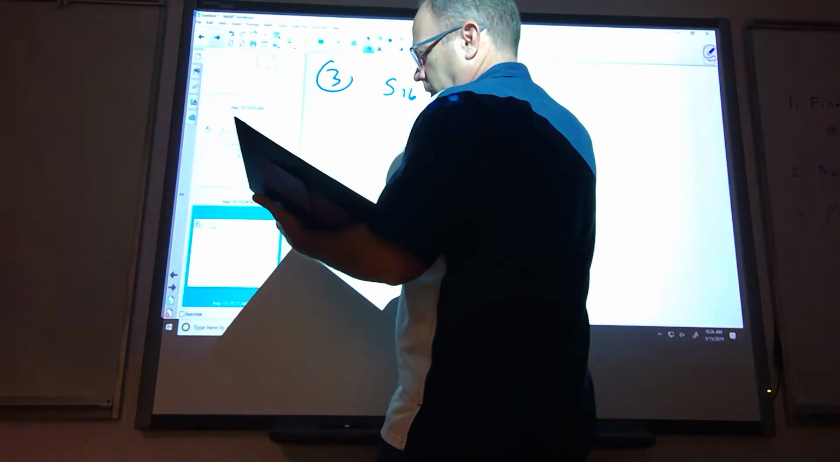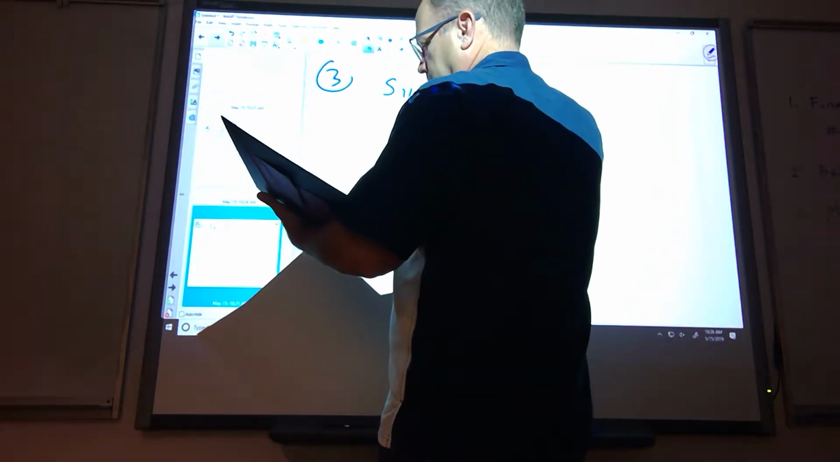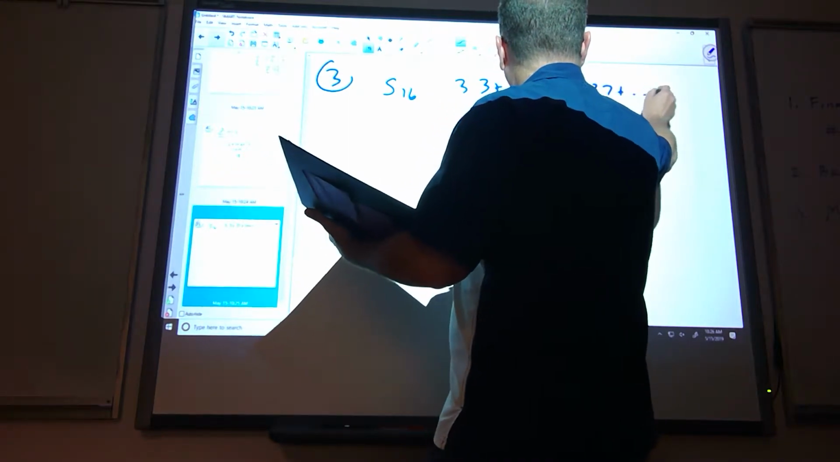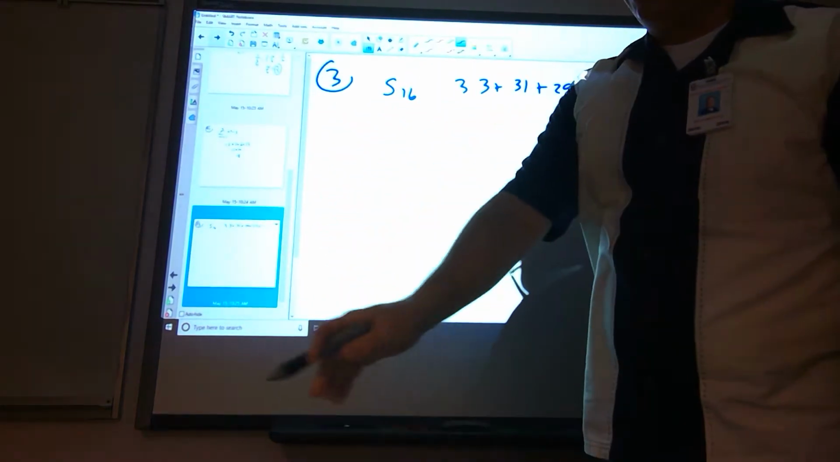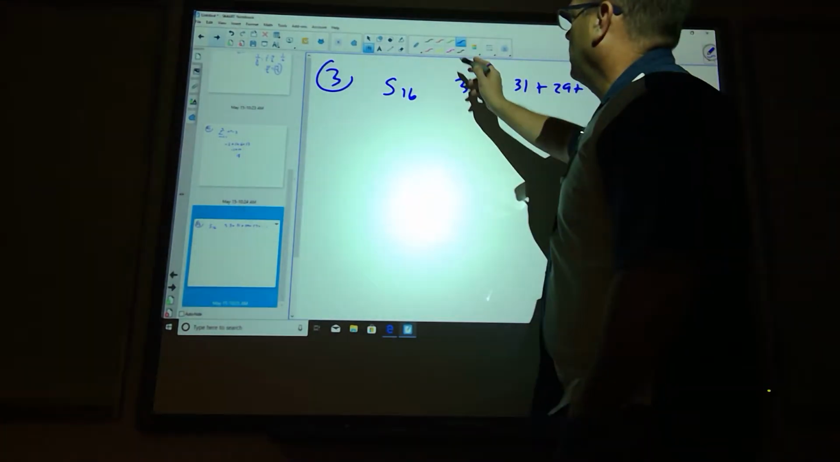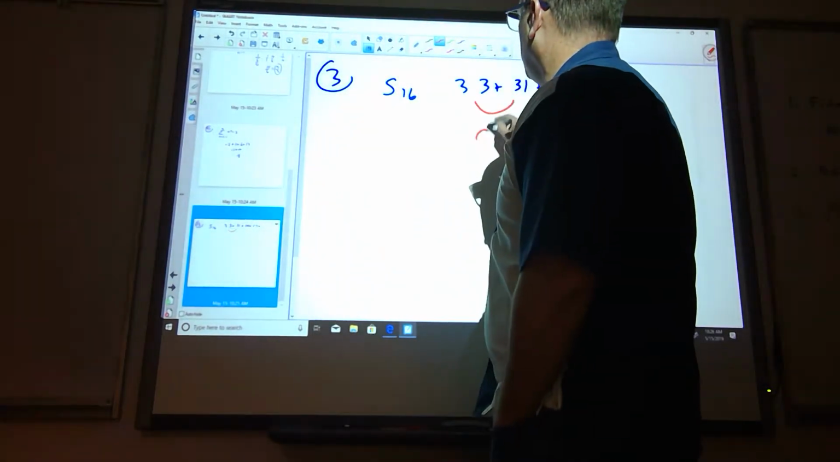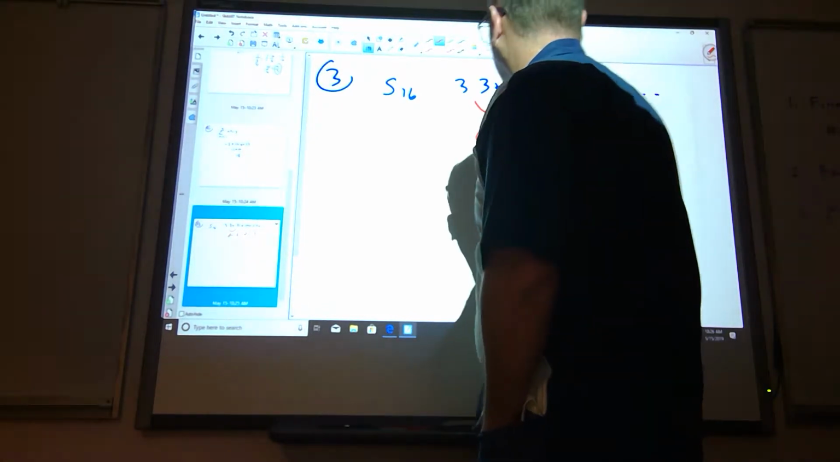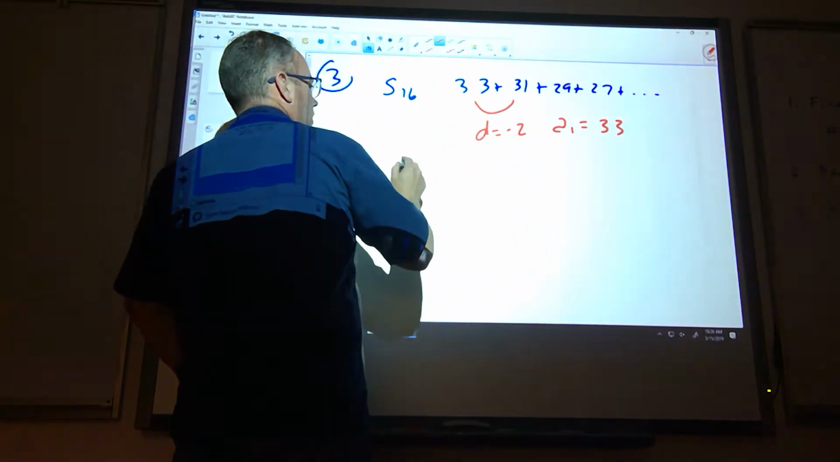So we want to do this. We want to sum the first 16 terms. Looking at this, it looks like my common difference is -2 and my first term is 33. Let's figure out my equation.